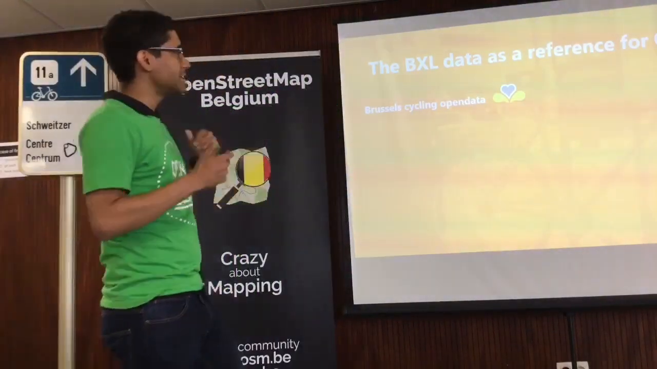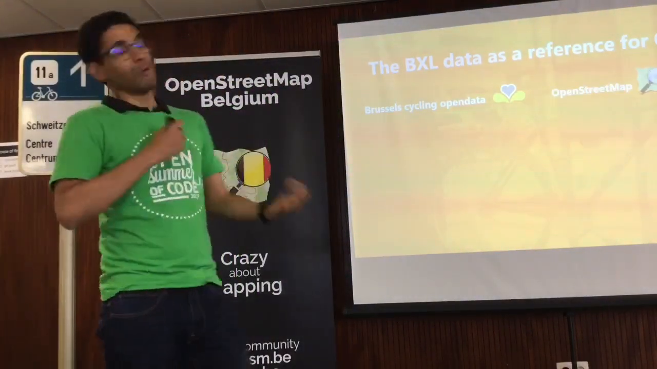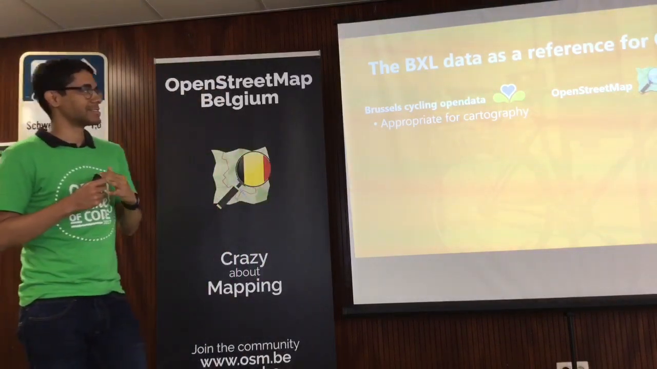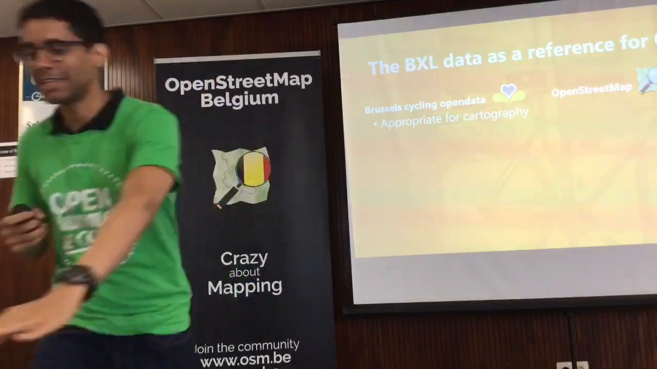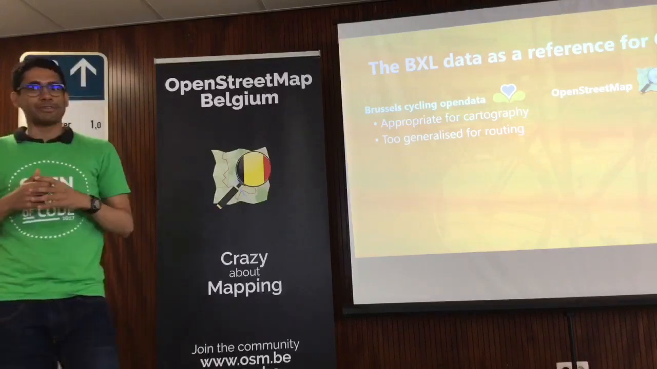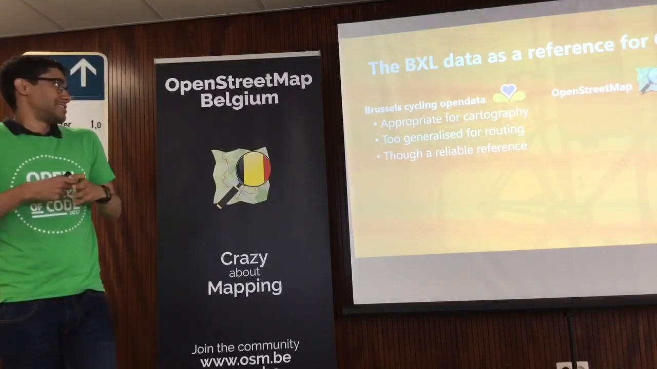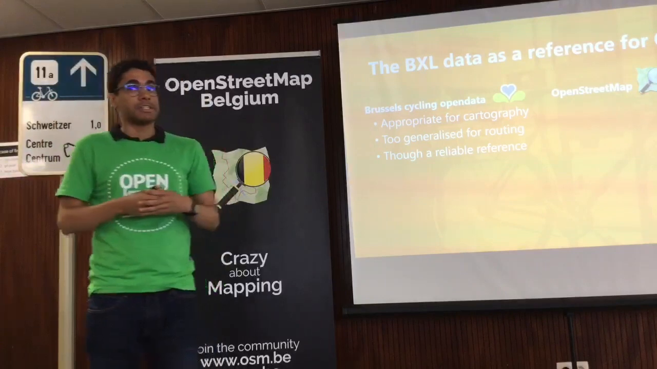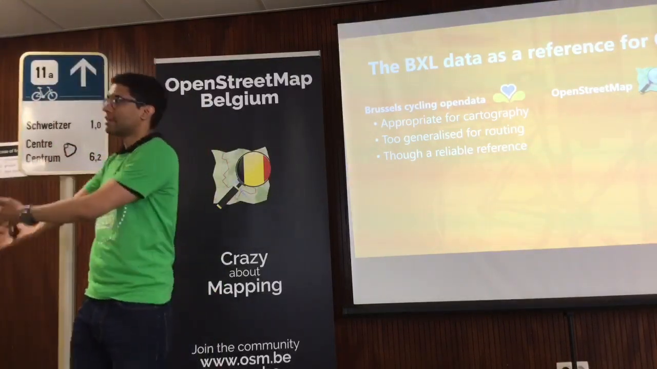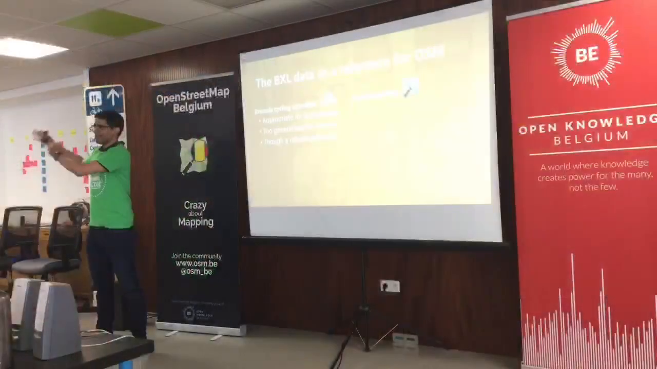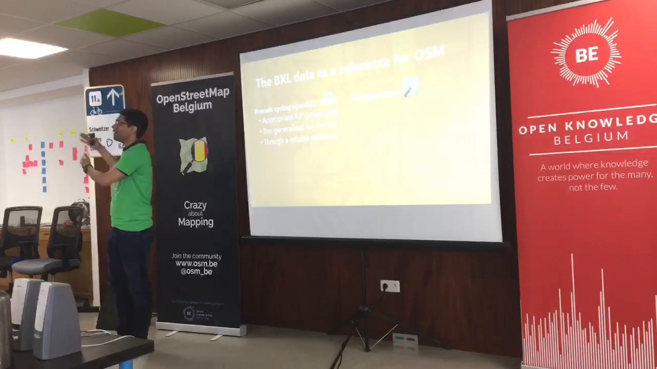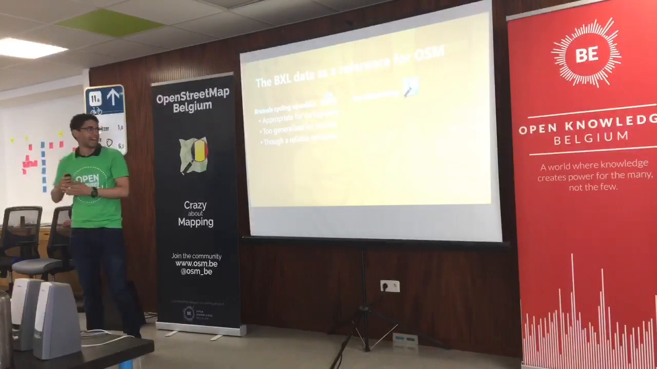So you have the open data from the Brussels government, and you have OpenStreetMap. The open data from Brussels is quite generalized. It's good for cartography, probably made this little map here, which is great. But it's too generalized for routing, though it's a really reliable reference, because the map relates to infrastructure. The government puts in the infrastructure, and they create a digital map for it. So it should be quite reliable to know where the routes exist in reality.